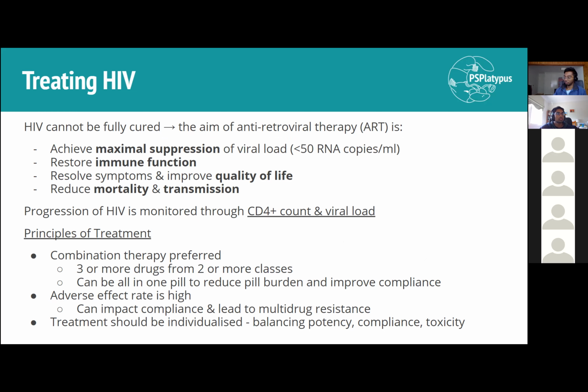So we need to balance our treatment based on what the patient wants as well, and can tolerate. But if compliance is bad, it can lead to multi-drug resistance, which is pretty bad. Treatment should be individualized. So going back to what I was talking about, we want to balance the compliance with the potency and the toxicity to find something that actually works for the patient.